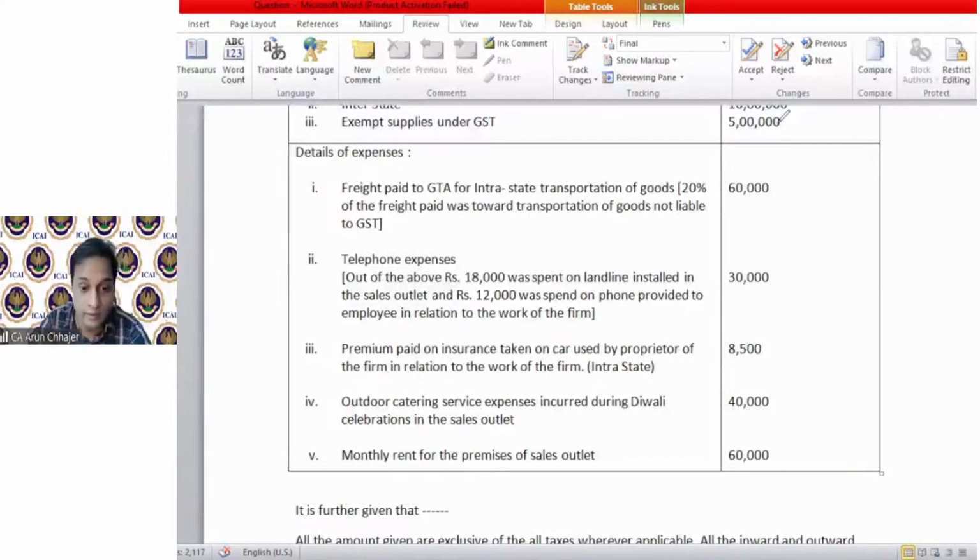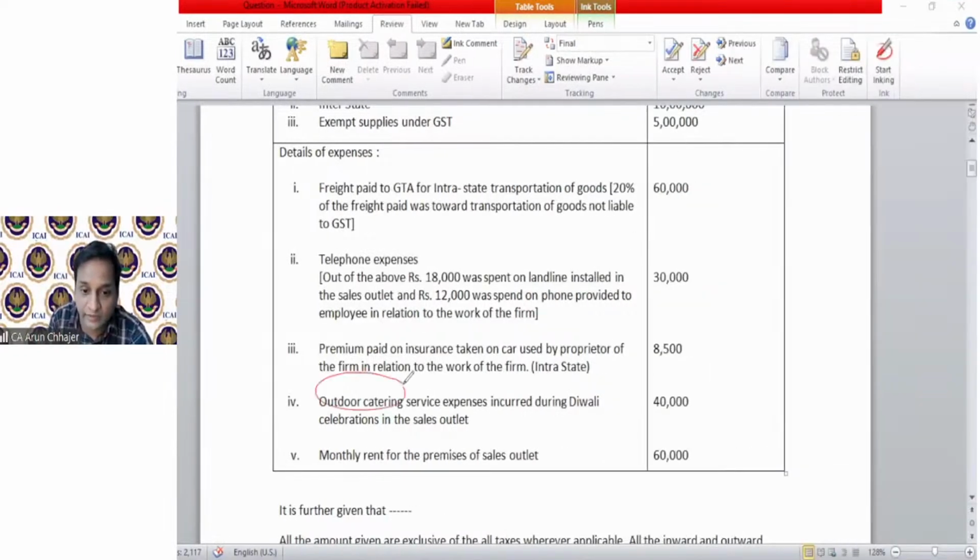Perfect. Then please answer this: outdoor catering service expense incurred during Diwali celebration in the sales outlet. Can I take the ITC?